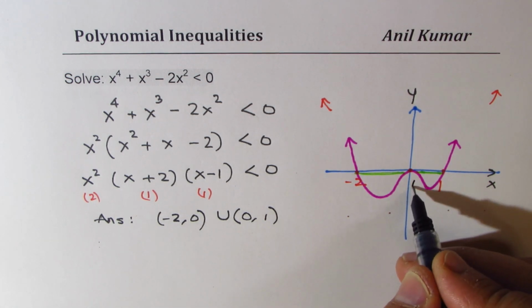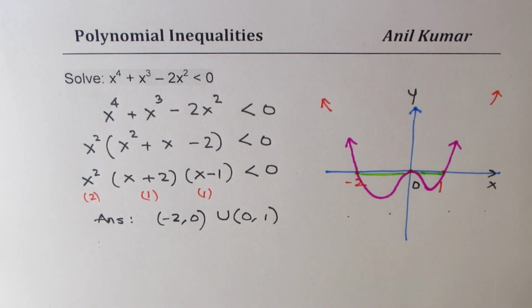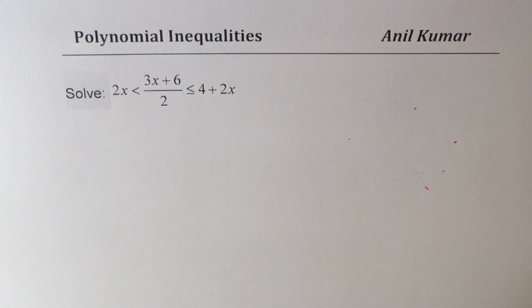So follow this method. Graphing gives you a very quick solution. Table of values is a must to know. At times you may have to do it using table of values. Now here we have taken a linear double inequality once again, right?